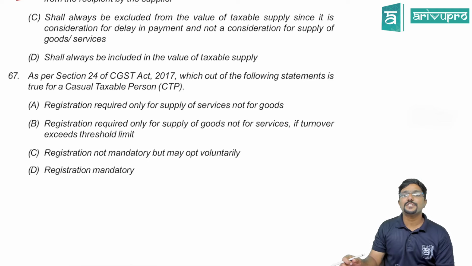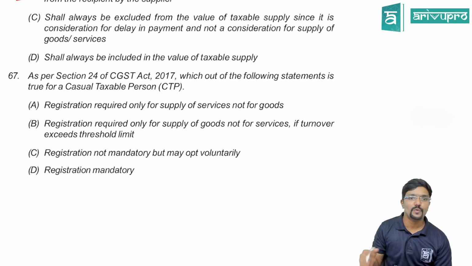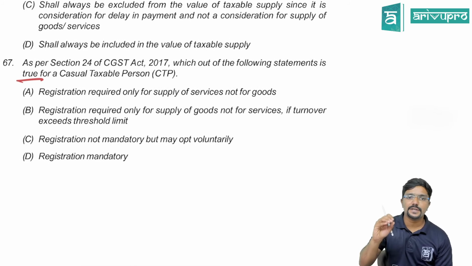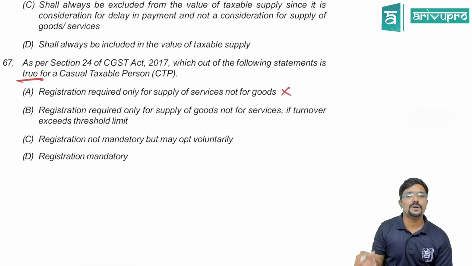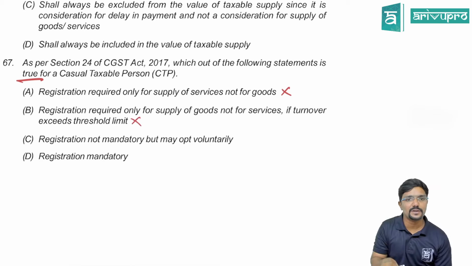As per section 24, which talks about mandatory registration or compulsory registration of CGST Act 2017, which out of the following statements is true for casual taxable person? Registration required only for supply of services, not for goods. No, it is for both. Registration required only for supply of goods, not for services if turnover exceeds threshold limit. No, because for them threshold limit is not at all applicable.